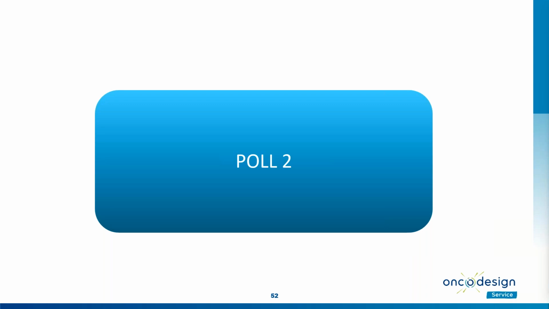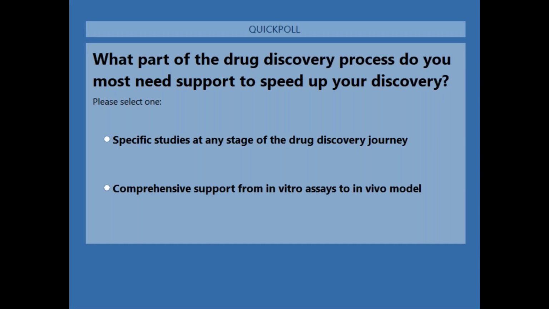Now we have time for our last poll question and maybe one question from our audience members. So let me launch our last poll question. And there it is. Remember, this is done in real time, so your participation is strongly encouraged and very much appreciated. It's a very simple question. What part of the drug discovery process do you most need support to speed up your discovery? You have two options below: specific studies at any stage of the drug discovery journey, or comprehensive support from in vitro assays to the in vivo models.